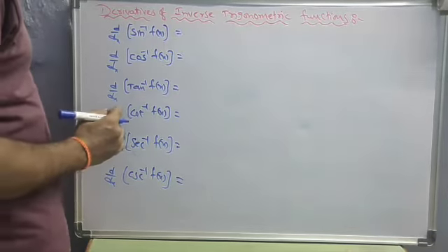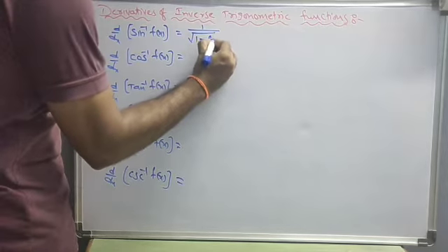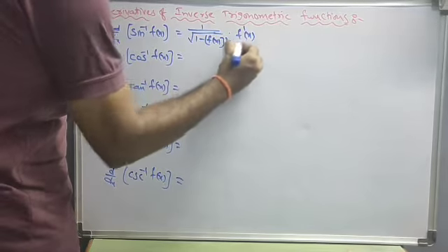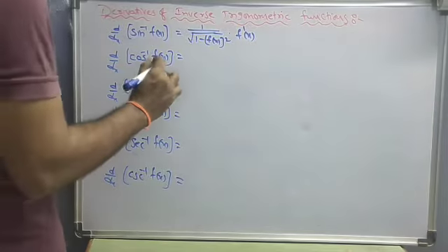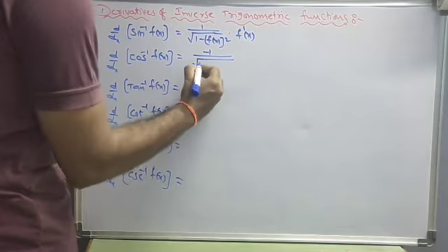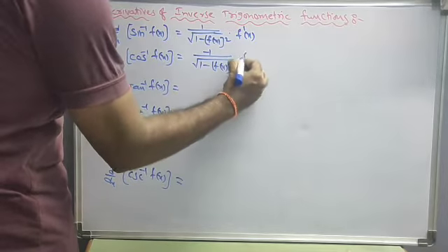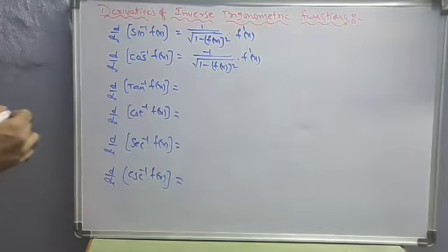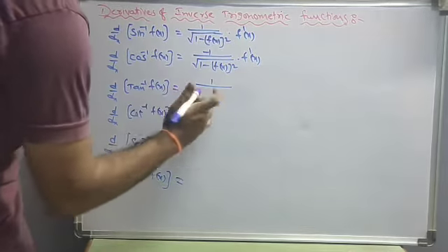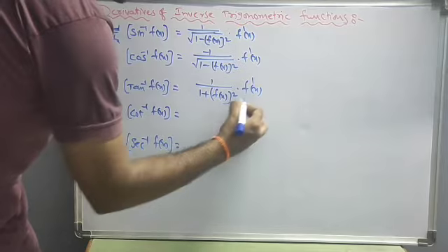First, what is the sine inverse f of x derivative? That value is 1 by square root of 1 minus f of x whole square into, don't forget that function differentiation, that means f dash of x. Here the cos inverse f of x formula is also the same, but it has the opposite sign, that means minus 1 by square root of 1 minus f of x whole square into f dash of x. Tan inverse f of x differentiation is 1 by 1 plus f of x whole square into f dash of x.